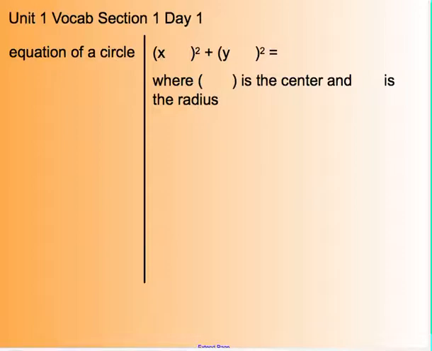So if you'll pull up your vocab sheet, this will be the first page on your vocab sheet, and we'll fill it out together. So the formula is (x minus h) quantity squared plus (y minus k) quantity squared equals r squared. The ordered pair (h, k) is the center of the circle and r is the radius of the circle.